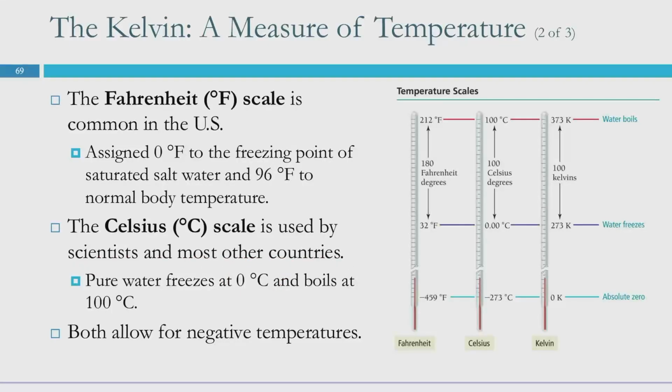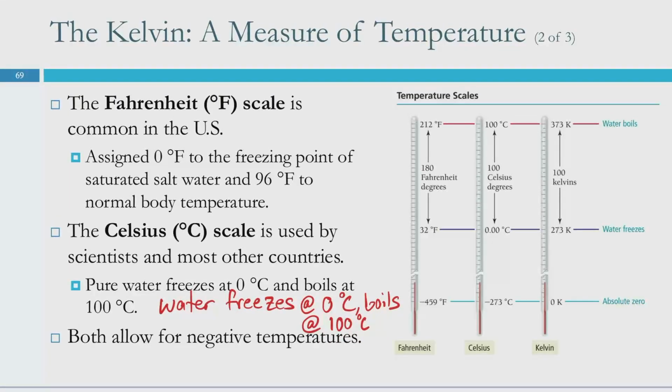So pure water freezes at 0 Celsius, and boils at 100 Celsius. I know that I'm writing that right next to what it says in the slides, but it's easier to find if I write it in red than if you're just scanning through the text. You should know that water freezes at 0 degrees Celsius and that it boils at 100 degrees Celsius. Both these temperature scales can go into the negatives.